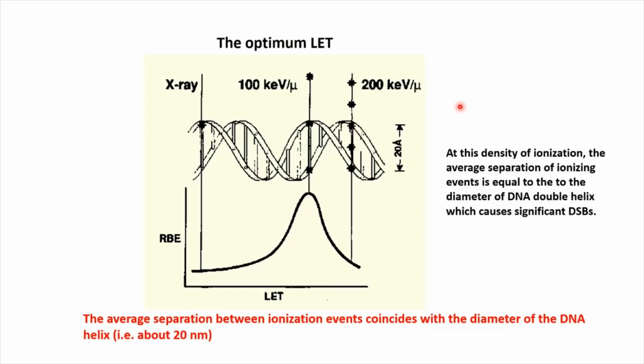The density of ionization, or the average separation between two events, is equal to the diameter of the DNA double helix. So you are creating just the sufficient amount of DSBs needed for cell killing. But at high LET you are getting more ionization and depositing more energy per cell, thereby reducing the RBE. And at low LET you are not having enough double strand breaks, which are important for cellular lethality, and at this value of 100 keV per micrometer you are getting enough double strand breaks that are required for cell killing.